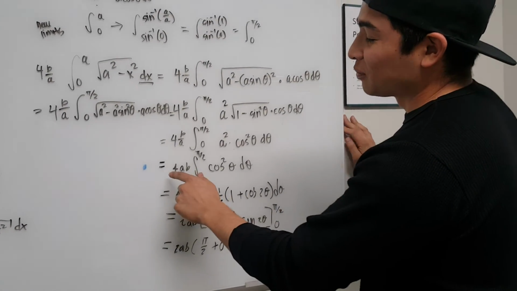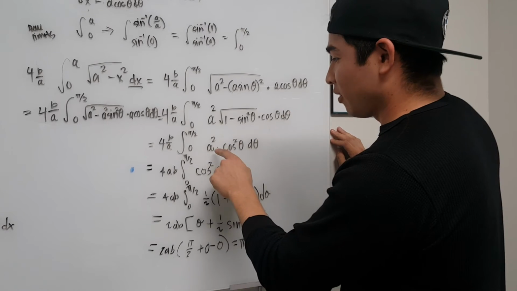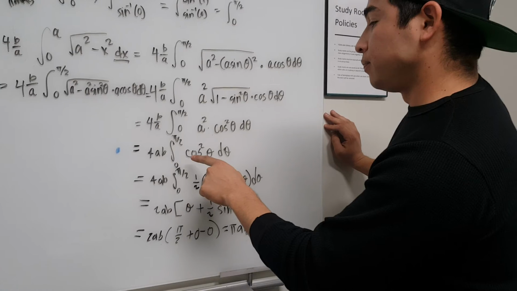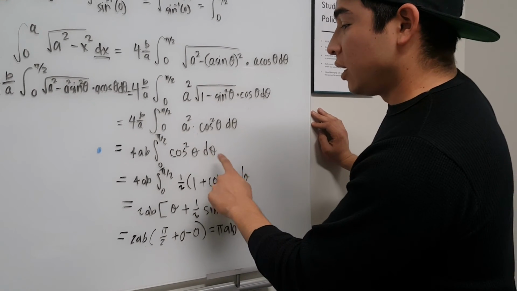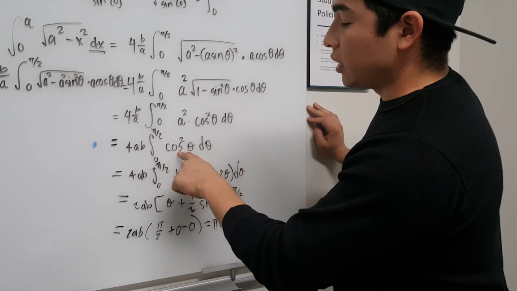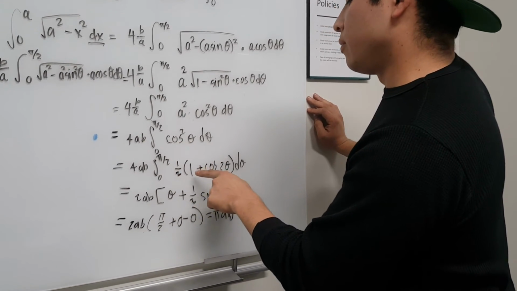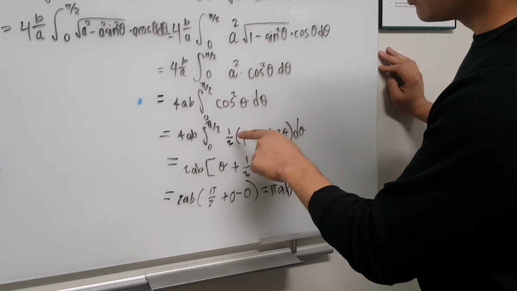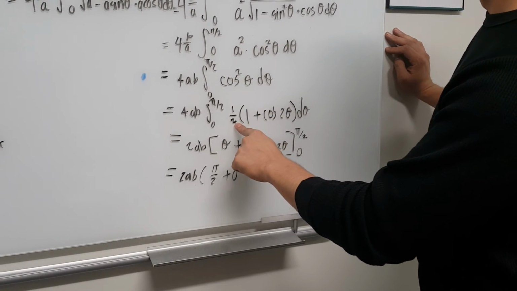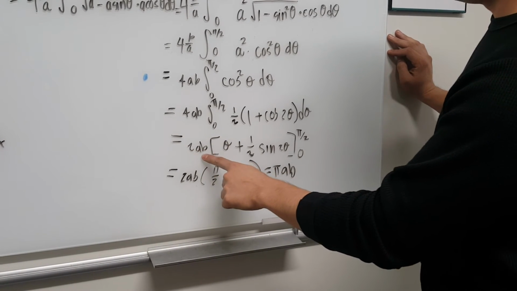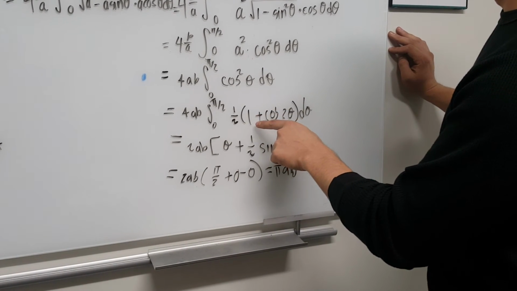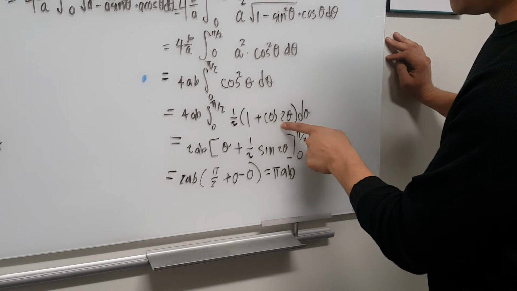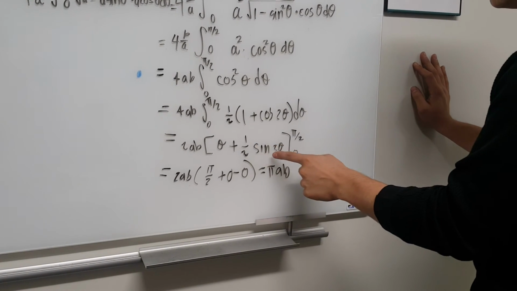Okay, so from here, a squared, we can factor that out, and then we'll get 4ab times the integral of cosine squared theta. And then from here, we can use the half angle identity, 1/2 times 1 plus cosine 2 theta. And then from there, we can factor the 1/2 on the outside of the integral, and then that'll give us 2ab. And then if we take the antiderivative of 1, it's going to give us theta. The antiderivative of cosine 2 theta is going to give us 1/2 sine 2 theta.